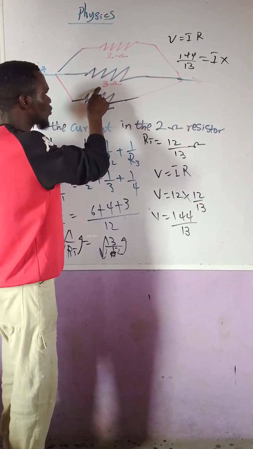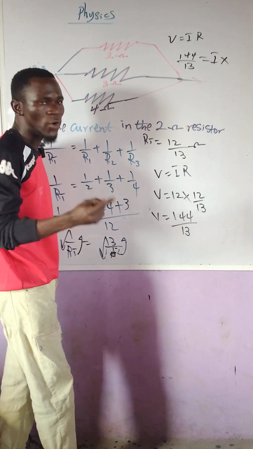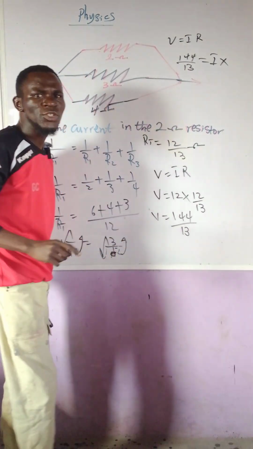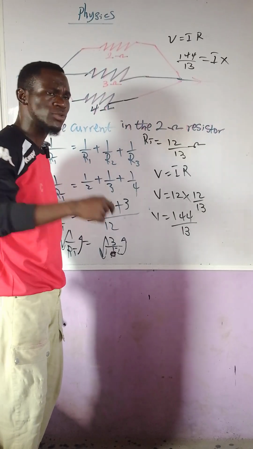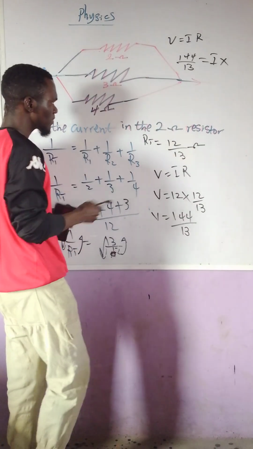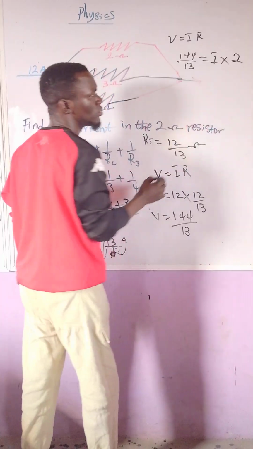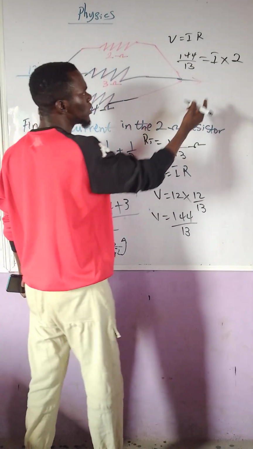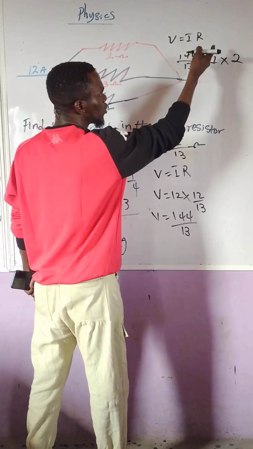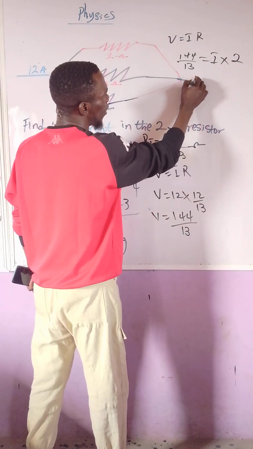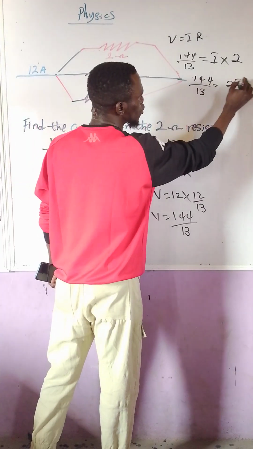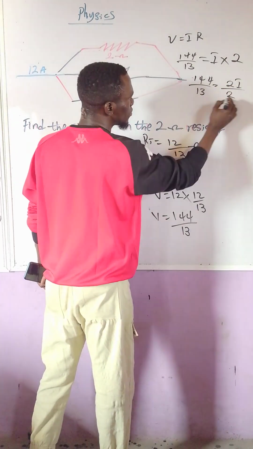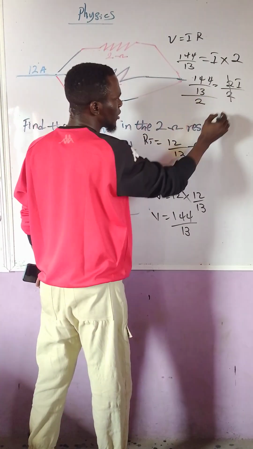If we had to find the current in 3 ohms, we would put 3 here. If it were 4 ohms, we would put 4 here. But because it's the 2 ohms current that we want to find, I'm going to put 2 here. So we have 144 over 13 equals 2 times current. Now remove the 2, so this cancels out.